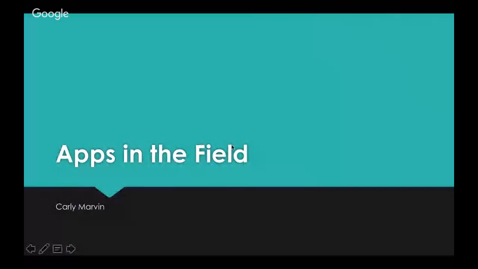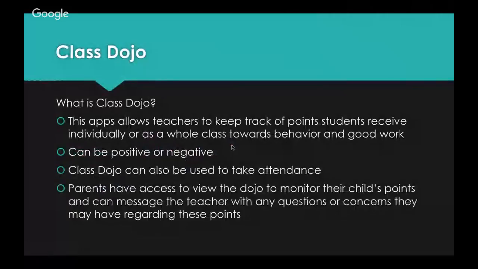Okay, my first app is Class Dojo. Class Dojo is an app that allows teachers to keep track of points that students receive individually or as a whole class towards behavior and good work. It can be positive or negative points. Class Dojo can also be used to take attendance, and parents have access to view the dojo to monitor their child's points and can message the teacher with any questions or concerns that they may have regarding those points.